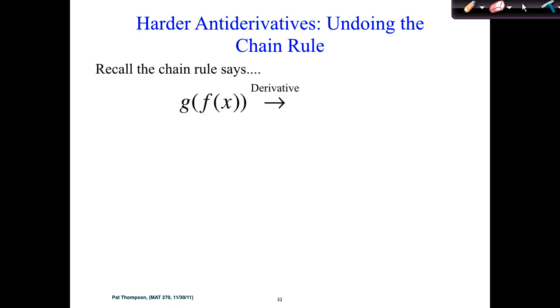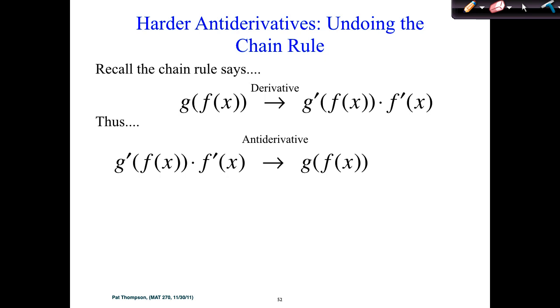So the chain rule says if you have g of f of x, what's the derivative? What is the derivative of a function g of f of x? g prime of f of x times f prime of x, right? Okay. So now thinking of antiderivative, it's going to look something like this. We're going to have something of this form, g prime f times f prime, and we want to recover the original function. Notice two factors collapse into one, right?